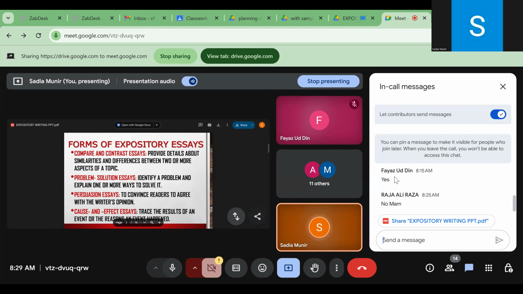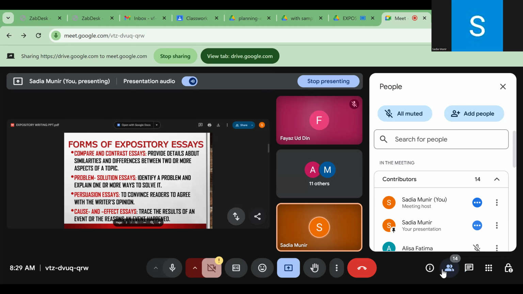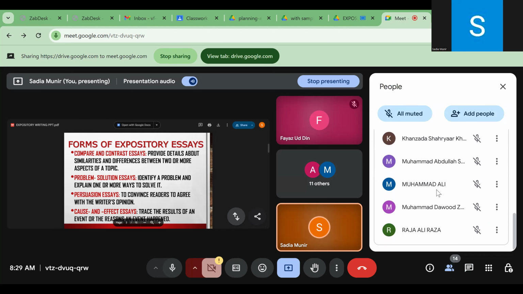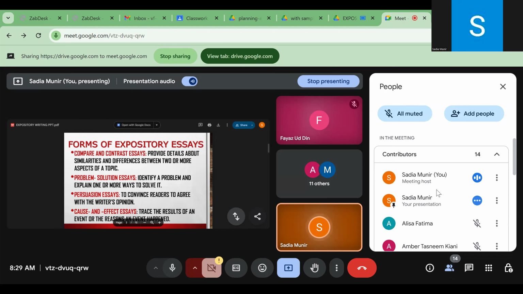So please spread the word, because your classmates are not here. I can only see 14 people at the moment. Even your CRs are not here.